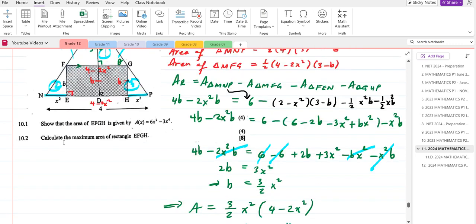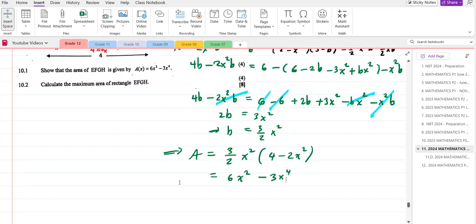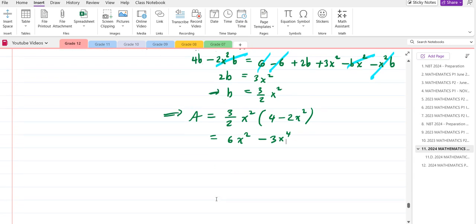Right, nice question. Calculate the maximum area of the rectangle EFGH. So we usually know when we're maximizing rectangles we basically get a square, but anyways, let's maximize 10.2 now.